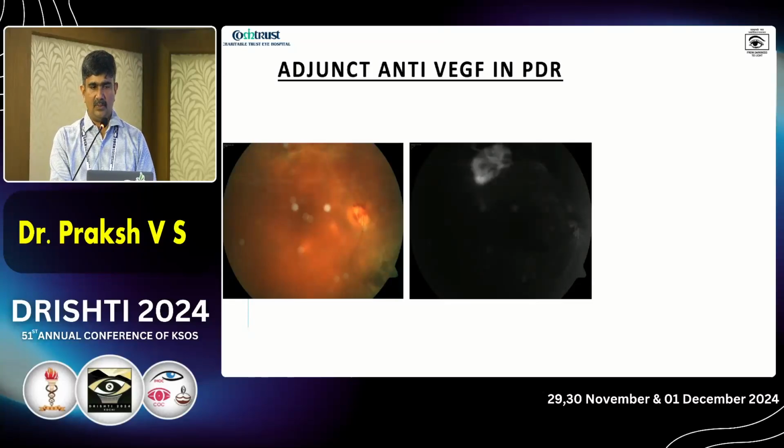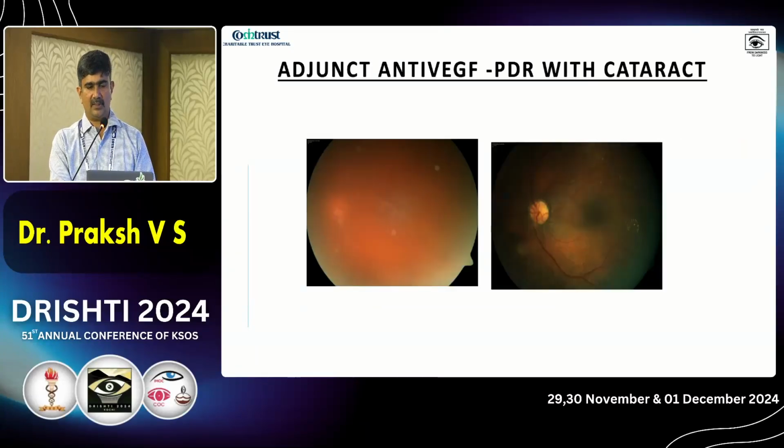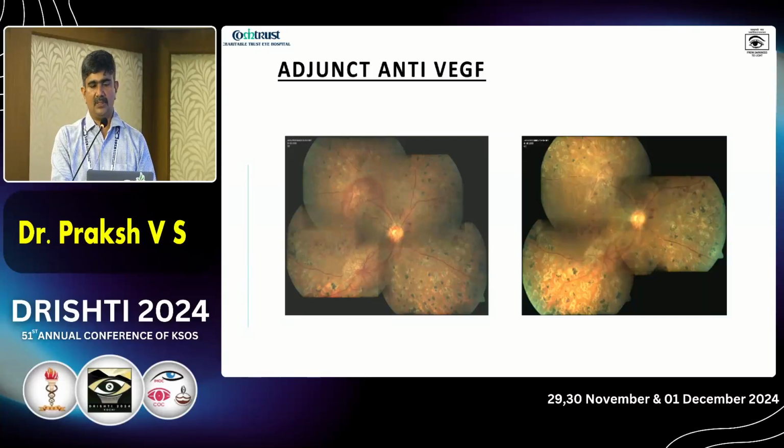So we can use anti-VEGF as an adjunct in PDR. You have a mild vitreous hemorrhage in an eye which is showing a small neovascularization, you can inject and then do PRP once the blood resolves. Or if there is a PDR with cataract, again you can do injection followed by cataract surgery followed by PRP. And if you have a maximally lasered eye like this with new vessels still persisting, you can do an injection which will regress the new vessels.